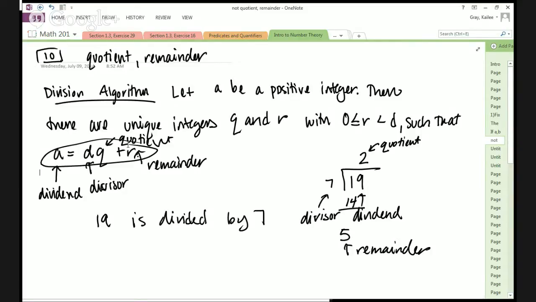So if we write out this long division thing, all it's saying is that I take 19, I take my divisor, which is 7, I multiply it by my quotient, which is 2, and I add my remainder. Okay? How's that look? Does that make sense, guys?